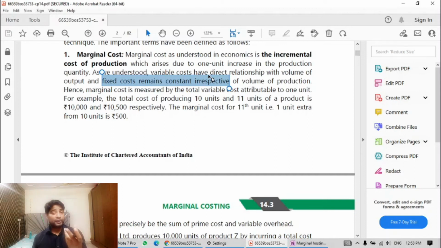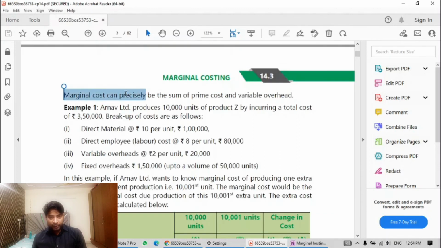In our example, what was the fixed cost? The fixed cost was the rent of the factory. Hence, marginal cost is measured by the total variable cost attributable to one unit. For example, the total cost of producing 10 units and 11 units of a product is 10,000 and 10,500. So the marginal cost of one extra unit from 10 units is rupees 500. Marginal cost can precisely be the sum of prime cost and variable overheads.